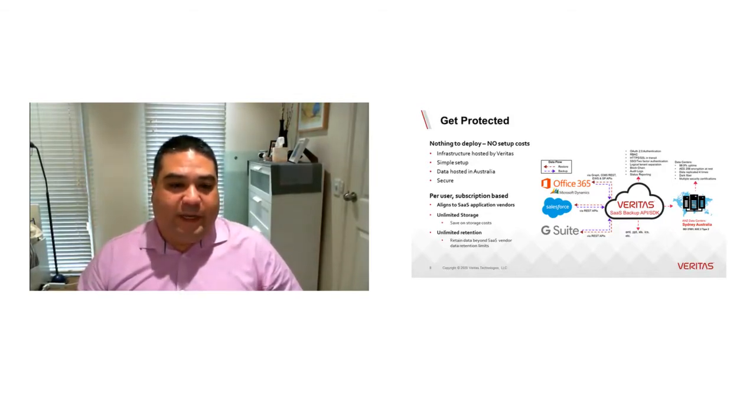So it's pretty easy to get protected. It's nothing to set up. It's hosted by Veritas, and we have an instance here in Australia. It's one of our 3 global instances, hosted in Sydney. There are 4 copies of the backup data spread across 2 data centers. So not only do you get the availability from your SaaS provider, you're getting the availability from your backup provider as well.